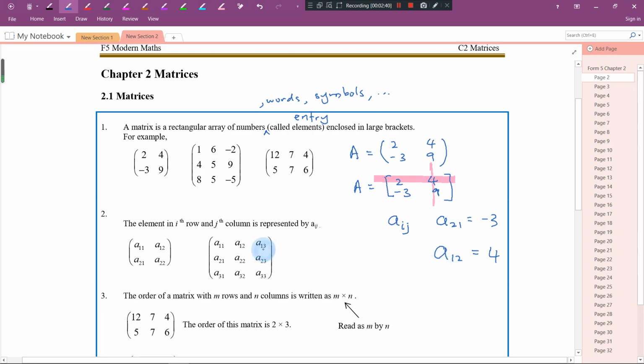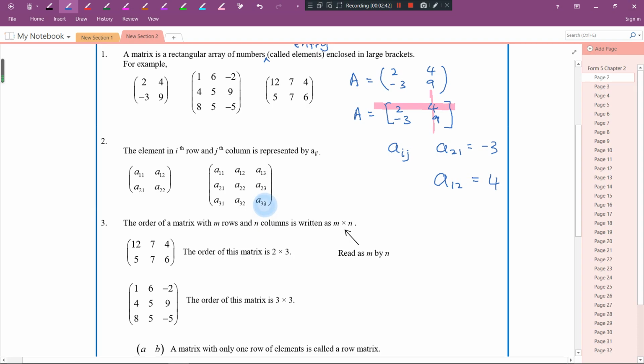So you can just refer here. 3 means the third row, third column. 2, second row, second column. 2, second row, third column.